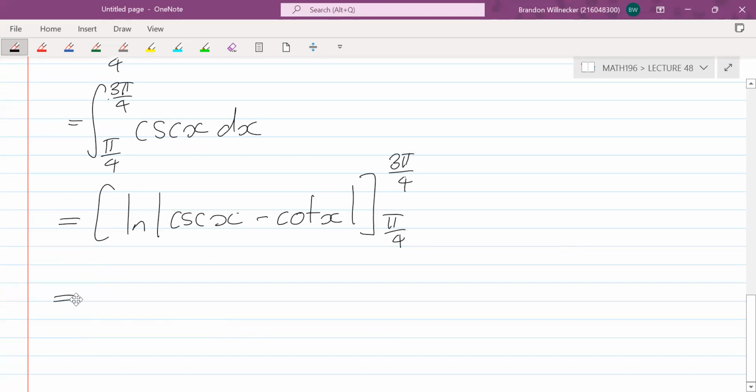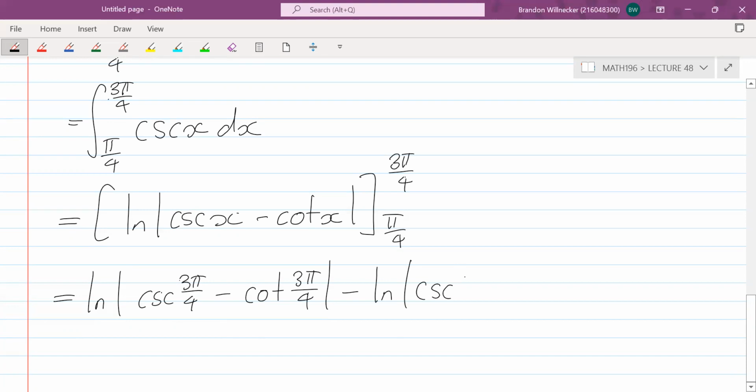Okay, so let's substitute now. So we're going to have the natural log of cosec 3 pi over 4 minus cotan of 3 pi over 4. Okay, that's our first term, minus the natural log of cosec pi over 4 minus cotan pi over 4.